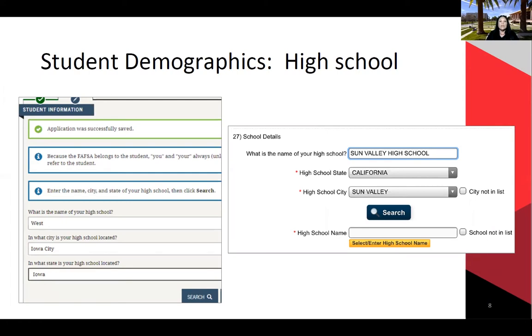The FAFSA and the CADAA both have a list of California high schools and other high schools depending on the state that you are selecting. Most of your schools will actually be populated on this slide. In case yours is not, you would just type in your high school name and check off the box that says school not on this list.